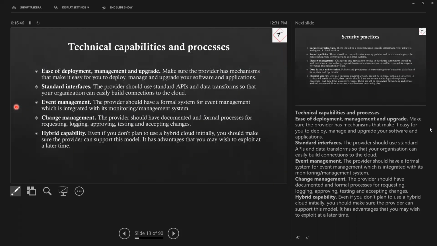And what is the hybrid capability as well? So even if you do not plan to use the hybrid cloud initially, you should make sure the provider can support this model. This has an advantage you may wish to explore at a later time. So this is something you need to consider. The provider should have a documented and formal rigorous process for requesting, logging, approving, testing and accepting changes. So you need to make sure you consider all these key things in terms of technical capability and process.